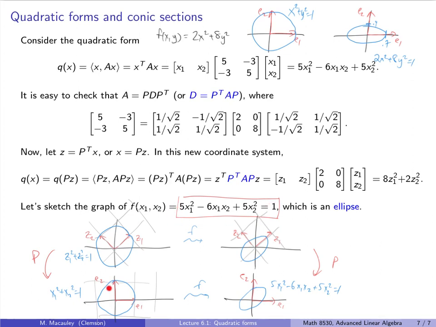So this is an example of a conic section, which is an ellipse. It turns out because both of these eigenvalues are positive, you get an ellipse. If one of the eigenvalues is negative, you have a hyperbola. So I will put a problem like that on your homework.